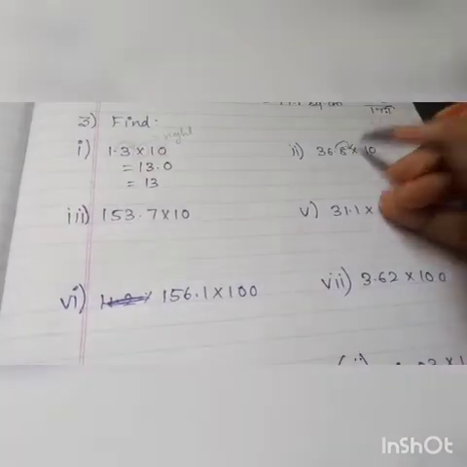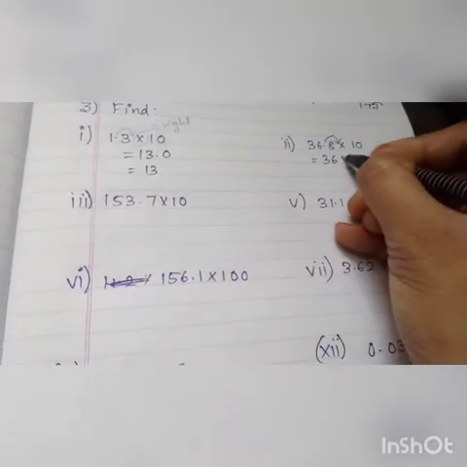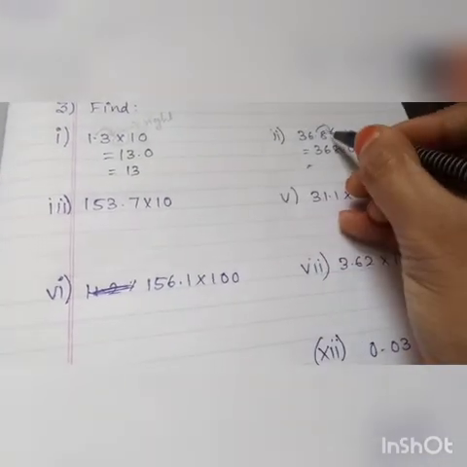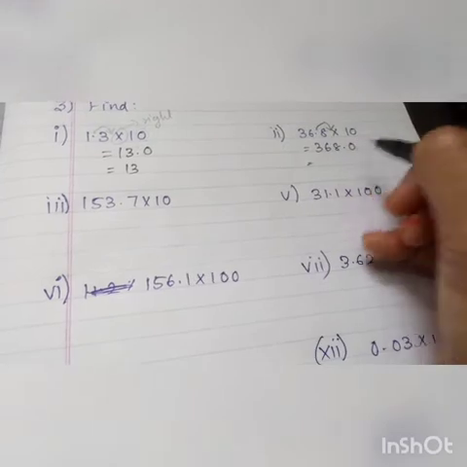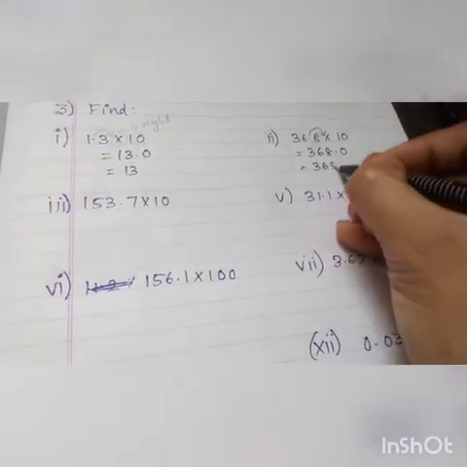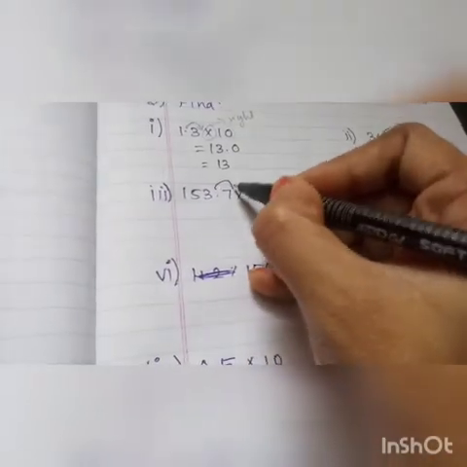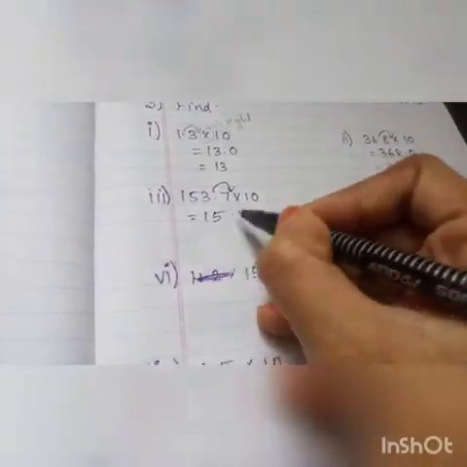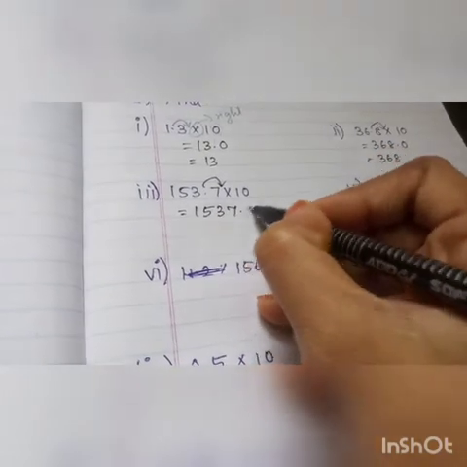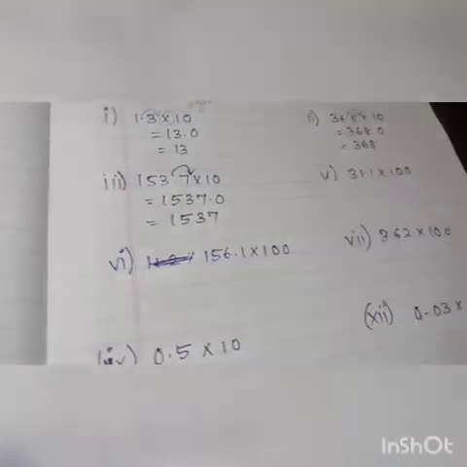So one digit you will shift it towards the right side. 368.0. If there is a 0 at the last, you will insert one 0 at the right side of the decimal point. So 368. Now into 10, one digit. 1537.0. So we will have 1537.